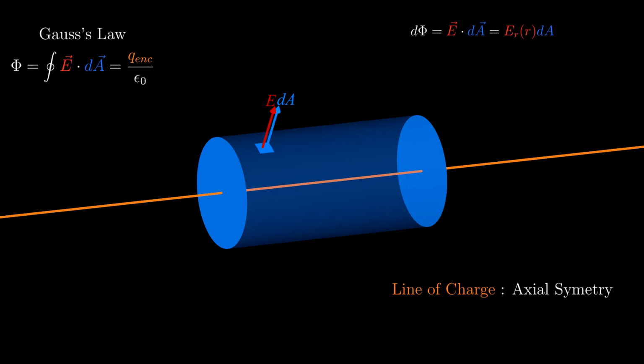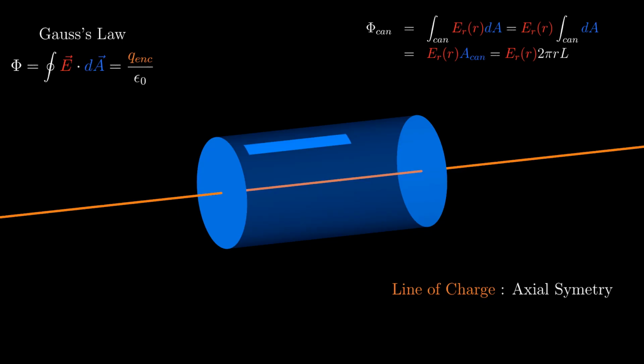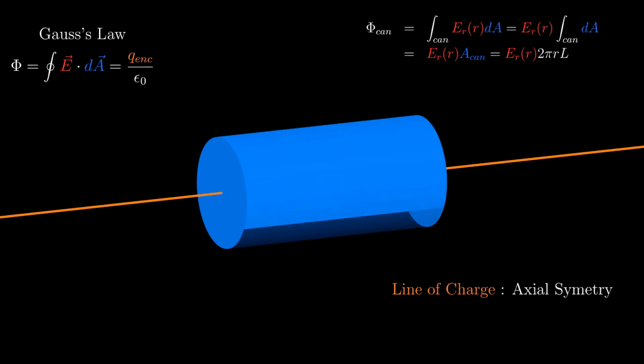Now consider a patch in the can. The electric field is parallel to the surface normal, so that the contribution to the flux is fairly simple. Furthermore, since every portion of the can is the same distance from the line of charge, the radial component of the electric field is fixed. Integrating the flux over the can becomes simpler because the electric field component can be factored out of the integral. The resulting integral is just the area of the can portion of the cylinder.